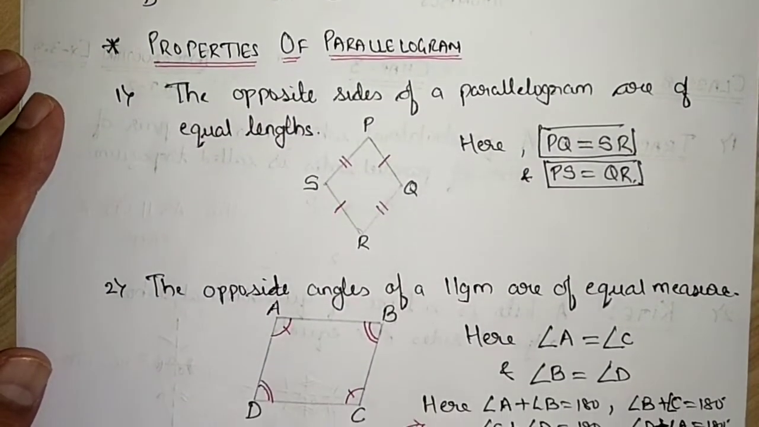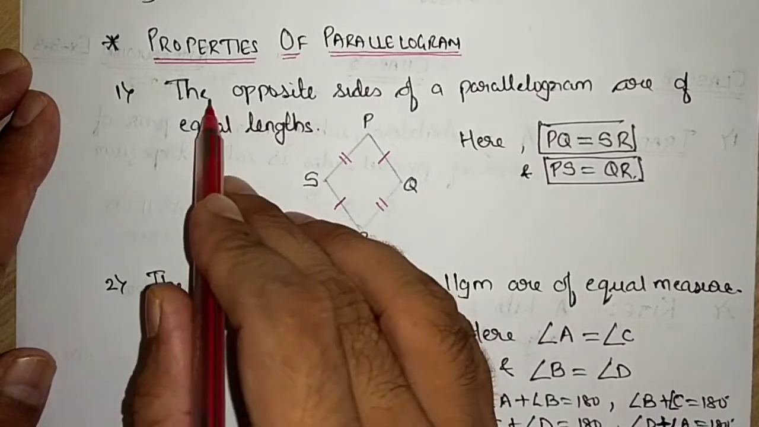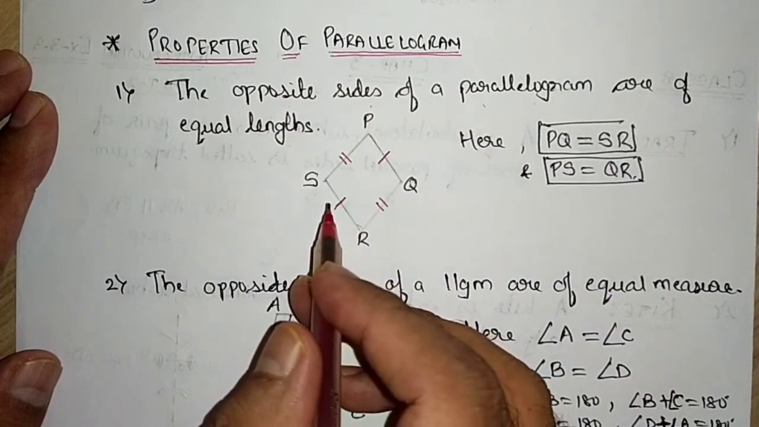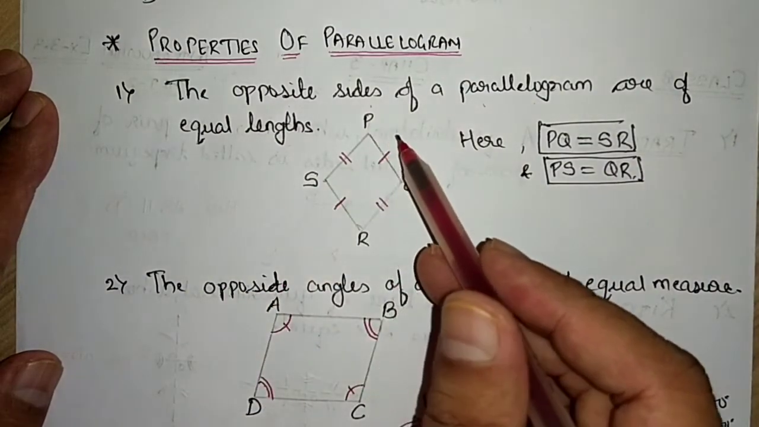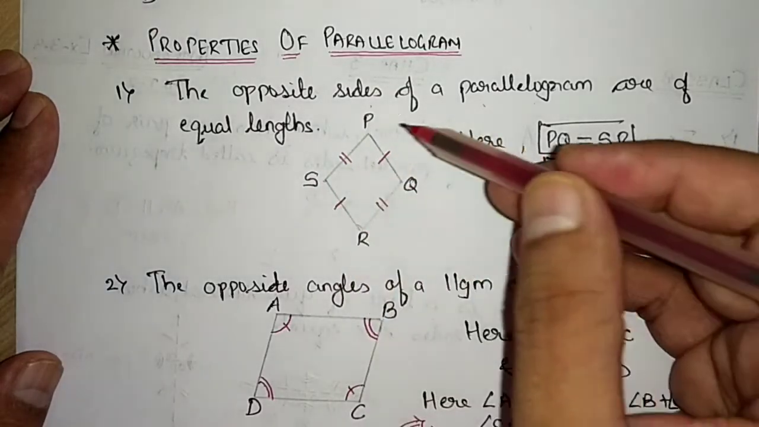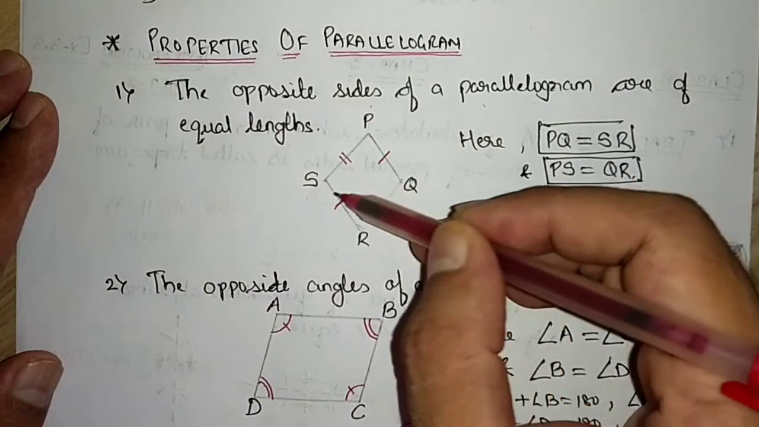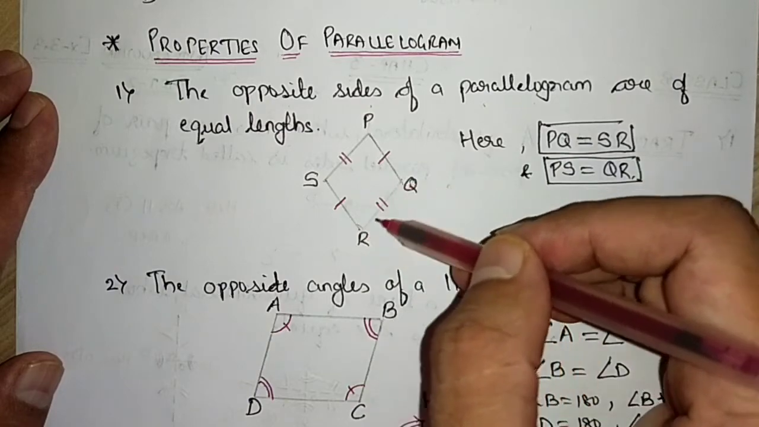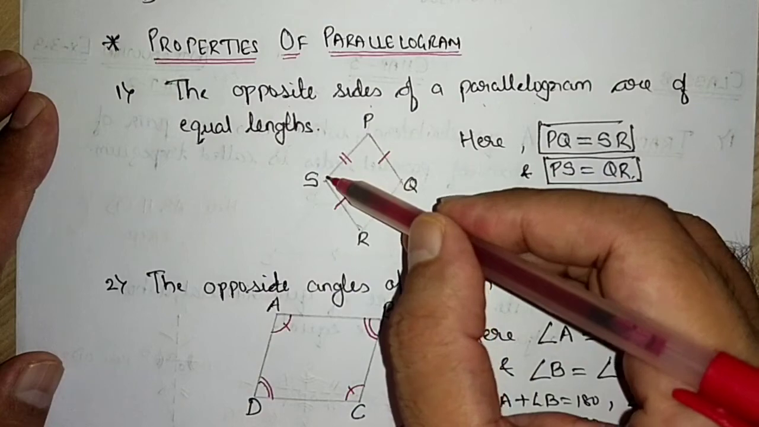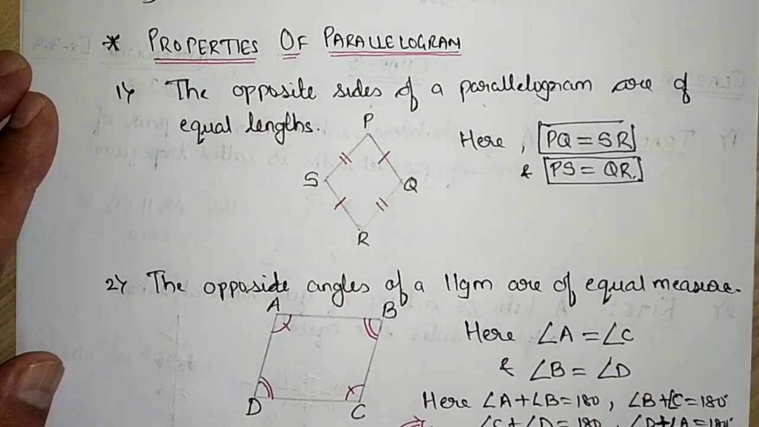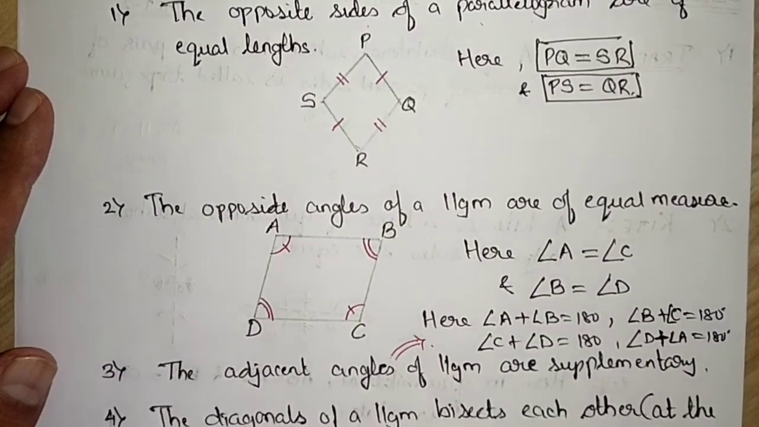Now moving to properties of parallelogram. The opposite sides of a parallelogram are of equal length. That means if they tell you that PQRS is a parallelogram, then PQ will always be equal to SR. And only if they give you that this is a parallelogram, QR is equal to PS. Understood? PQ is equal to SR and QR is equal to PS. So if it is a parallelogram, then opposite sides are of equal length.